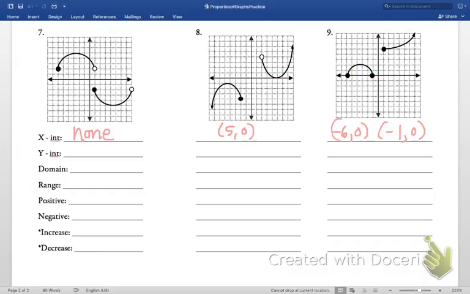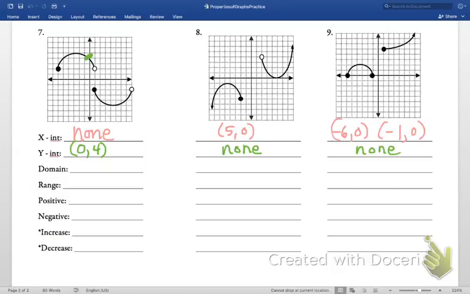Okay, let's look at the y-intercept. So where does it cross the y-axis? On number 7, crossing the y-axis, it looks like at 4. So I'm going to go 0, 4. On number 8, we don't. We do not cross the y-axis or touch it, so we have none. And on number 9, we also don't cross or touch the y-axis, so it is also a none.